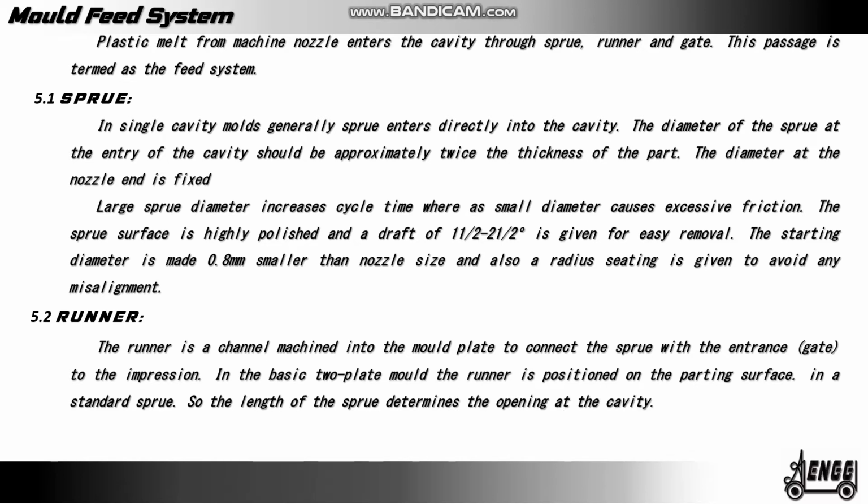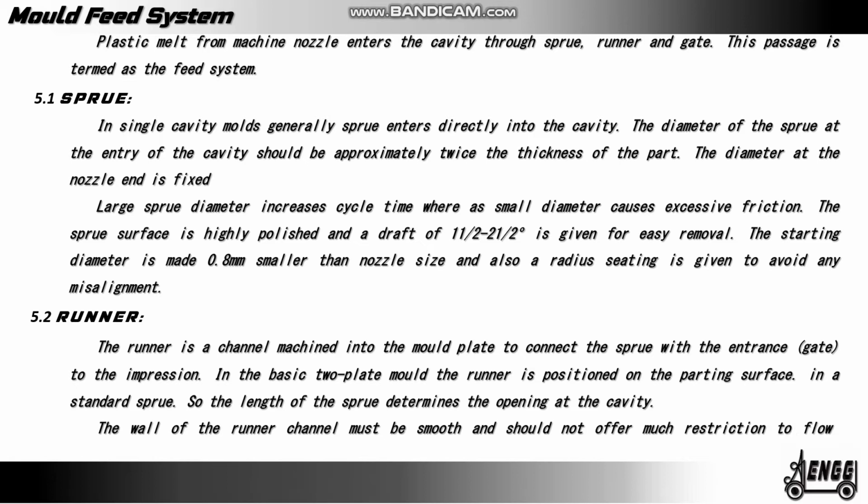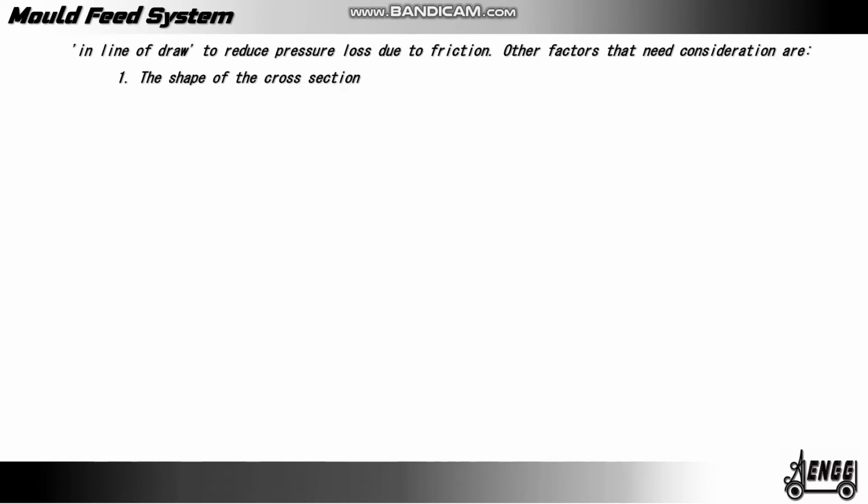The wall of the runner channel must be smooth and should not offer much restriction to flow. Sufficient draft should be given so that runner sticking is avoided. The runner channel must be polished in the line of draw to reduce pressure loss due to friction. Other factors that need consideration are: 1. The shape of the cross section of the runner, 2. The size of the runner, and 3. The runner layout.